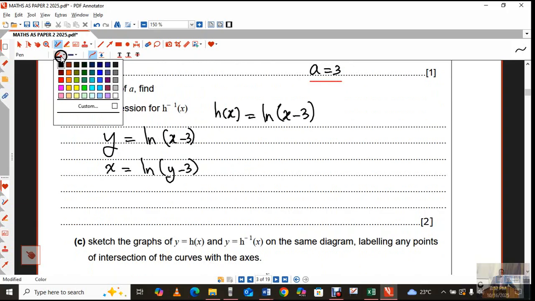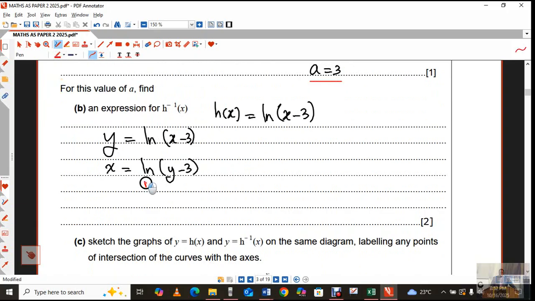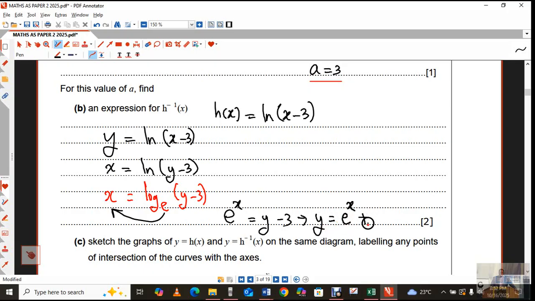So I hope you understand that the natural log is nothing but log base e, that's what it is, okay? And I'm going to write it in the exponential form. So that means e raised to the power of x is going to equal y minus 3, so making y the subject of the formula. This gives you that y is equal to e raised to the power of x plus 3.